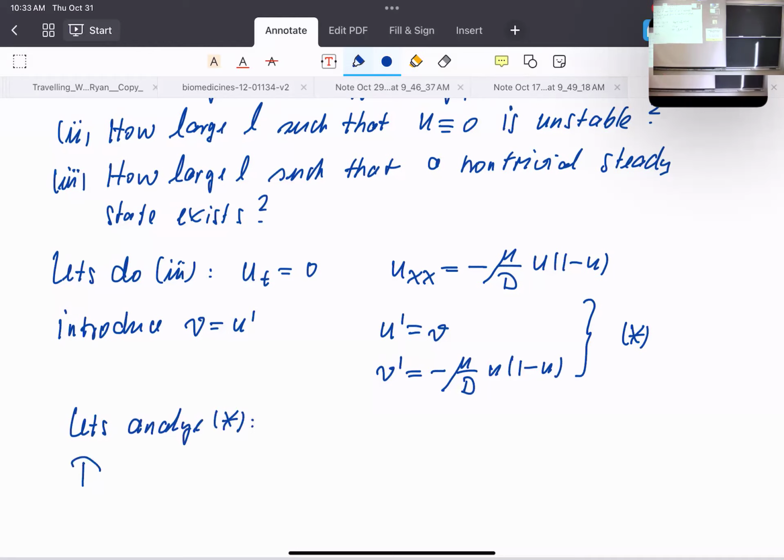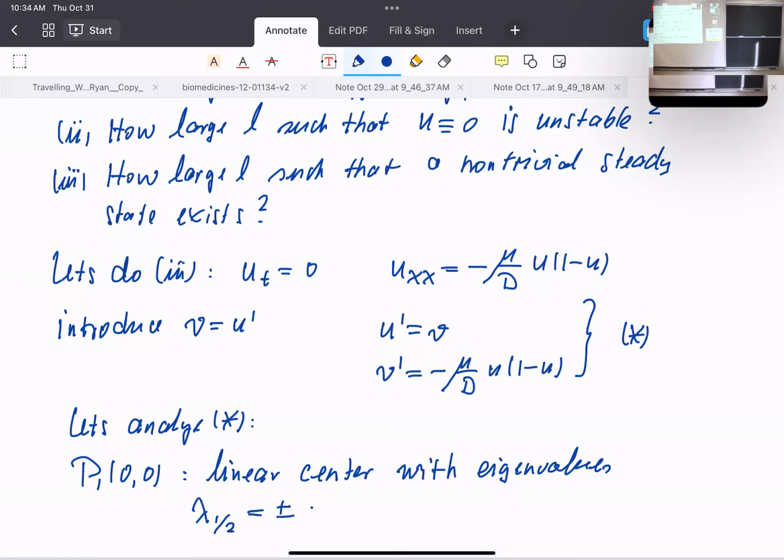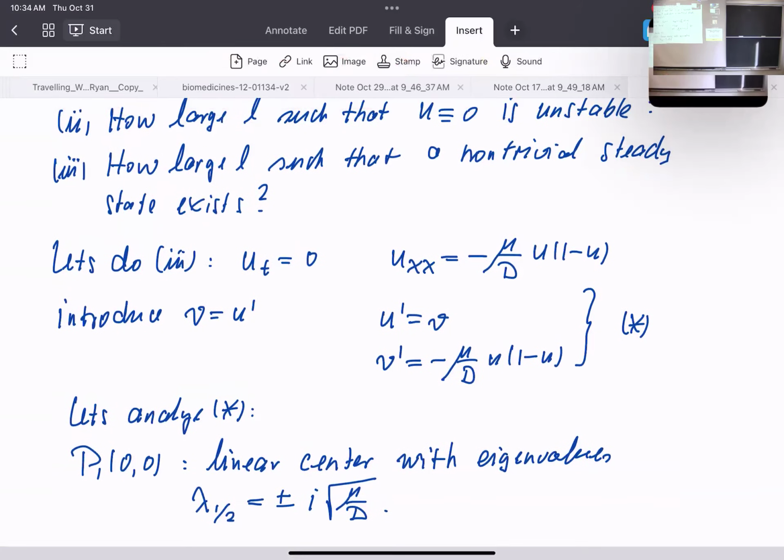Okay, here we go. Equilibria, we have a point 0, 0. It's an equilibrium, right? And then you can linearize to the Jacobian, find the eigenvalues. This is stuff we discussed. And you find this is a linear center with eigenvalues lambda 1 and 2 are plus minus i root of mu divided by d. I think you are fine if I skip the details, right? Hopefully this is pretty clear what I'm doing.